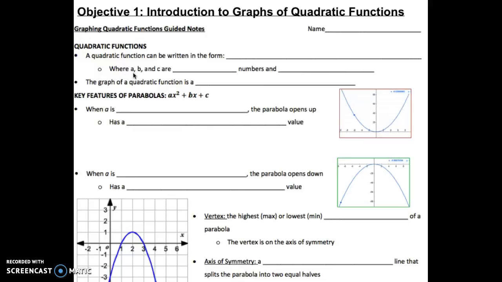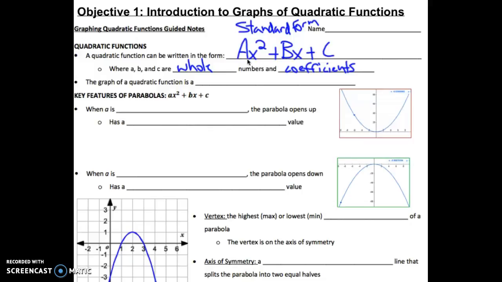A quadratic function can be written in the form ax squared plus bx plus c, where this is considered to be standard form. Please label that. Standard form. Where a, b, and c are all whole numbers and considered to be coefficients. You will hear the word coefficient a lot this semester.